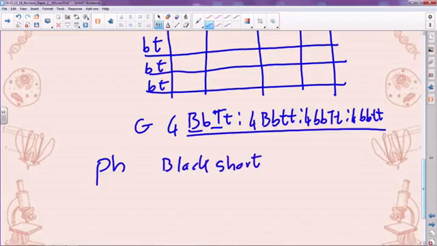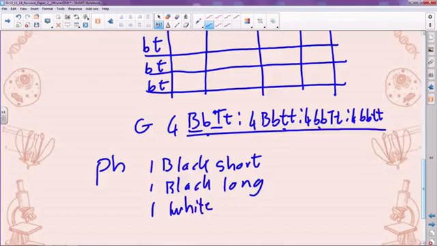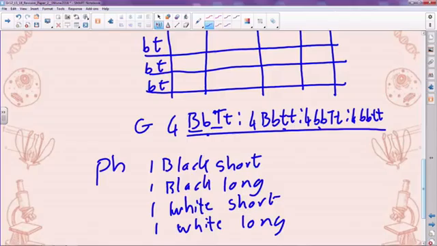Okay, and there's a black and short, a black and tall, a white and tall, a white and short. So it's 1 to 1 to 1. So it's 1 black short, 1 black long, 1 white short, to 1 white long. Now, how can I say 1 to 1 to 1?